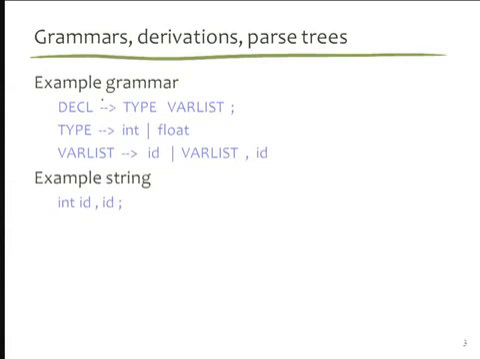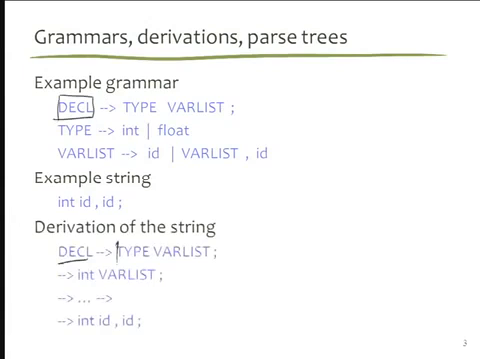And here is how you could derive the string. You start with the start non-terminal, and you rewrite it into the right-hand side of the production, which has type, variable list, semicolon. There is no other choice because declaration has only one production. Then that is rewritten by taking this production, type goes to int. We are leaving the rest unchanged. And now we keep rewriting until what we have is nothing but a list of terminals, the thing that appear on the input. So deriving a string is essentially this process. Parsing is the opposite process, taking the string and figuring out what sequence of derivations would produce it.